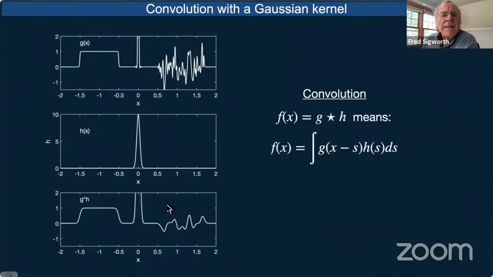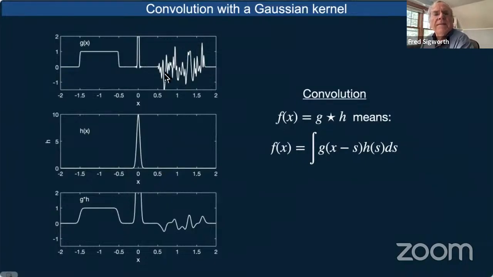So what that means is, here's the output of the convolution. And so, for example, if I want to compute the value of the output at this value, I'm going to look at the neighborhood of that value in the input signal, and I'm going to weight it by the magnitude of this kernel.